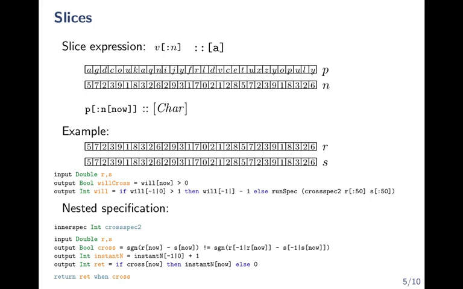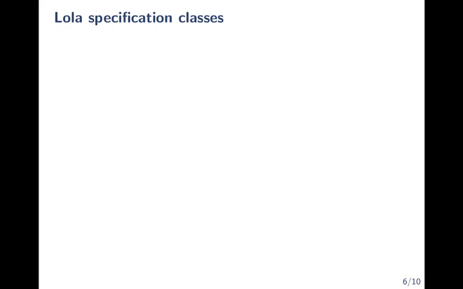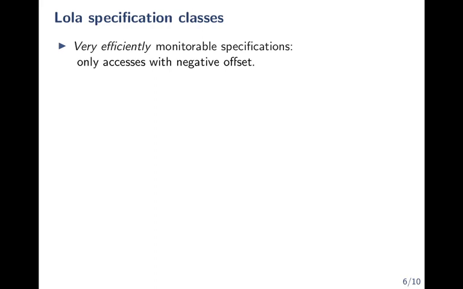Lola specifications can be divided into three categories with respect to the resources necessary to monitor them. Very efficiently monitorable specifications comprise those specifications whose output streams only refer to the current or previous values of other streams, and as a result, each instant can be computed as soon as the values of the input streams are received.